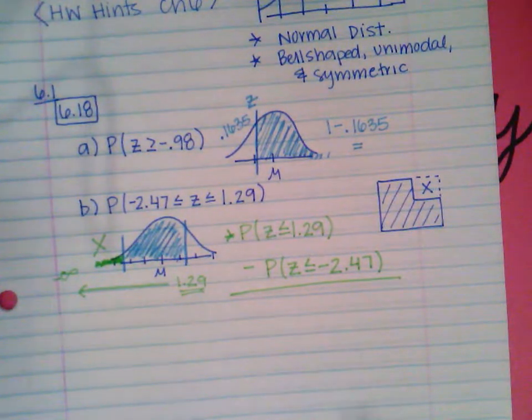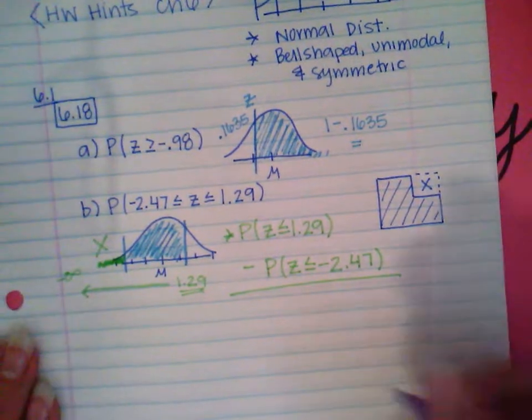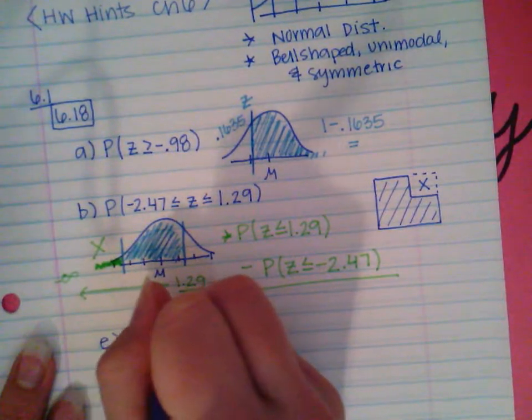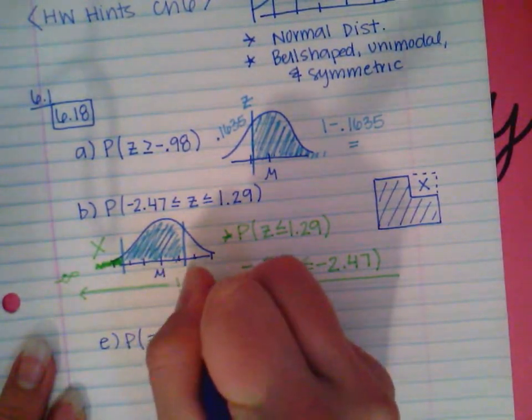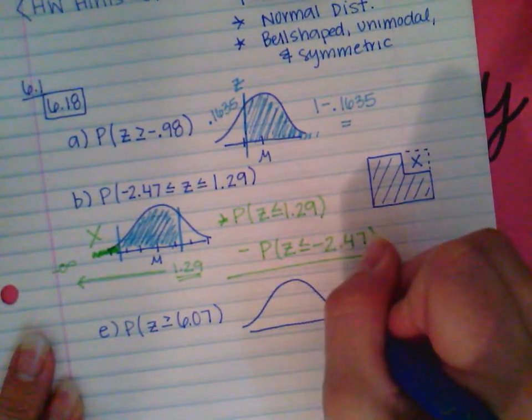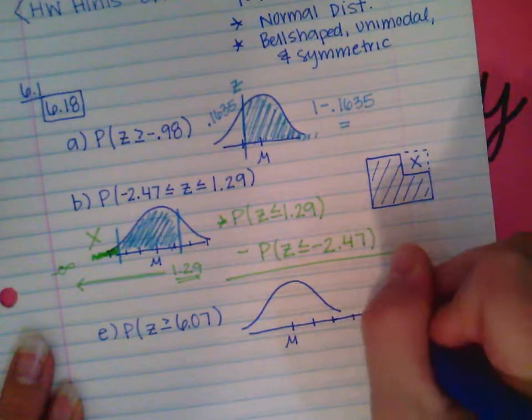Parts E and F are going to be problems that are not actually on your Z table, because they're so small. E is asking you to find the probability that Z is greater than or equal to 6.07. Well, if we draw just our regular normal distribution, really we only draw out 3 standard deviations.